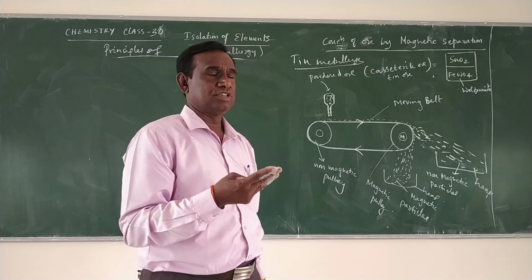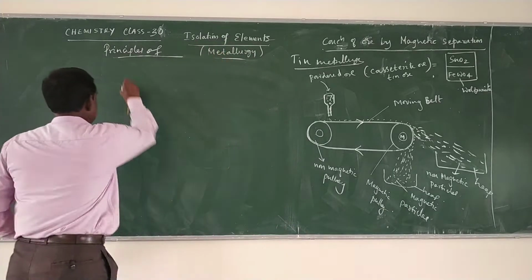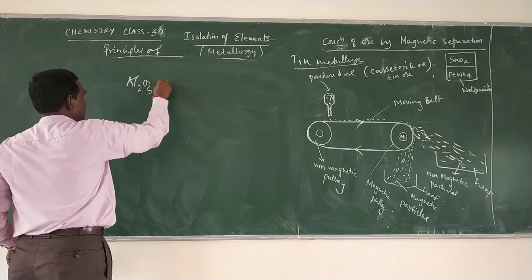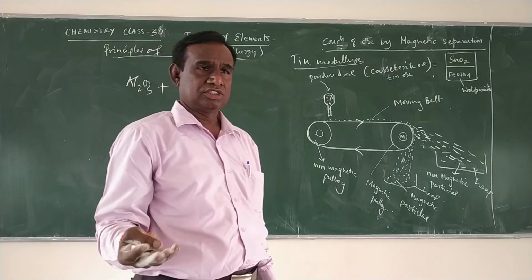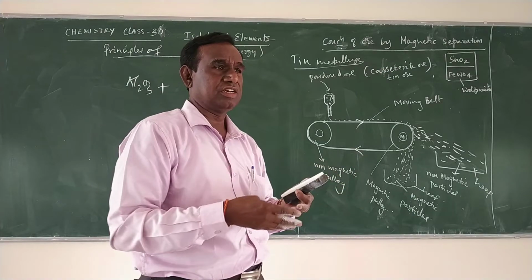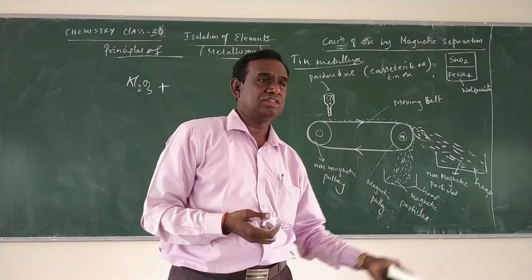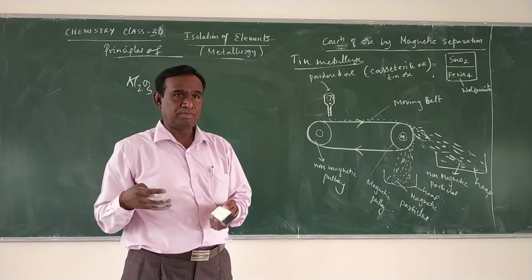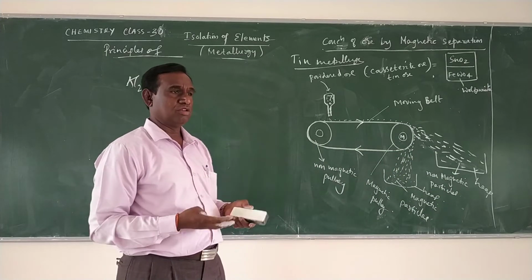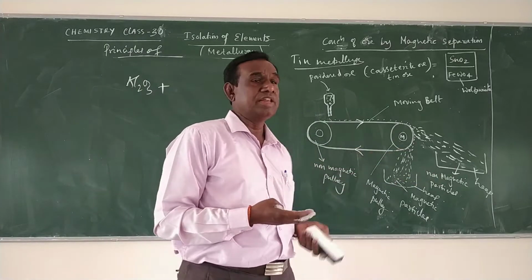In the first step, bauxite ore, that is Al2O3, is mixed with a strong solution of sodium hydroxide. It is digested to get sodium aluminate solution. Sodium aluminate solution is separated. Then it is acidified by passing carbon dioxide gas, so that hydrated alumina is obtained.